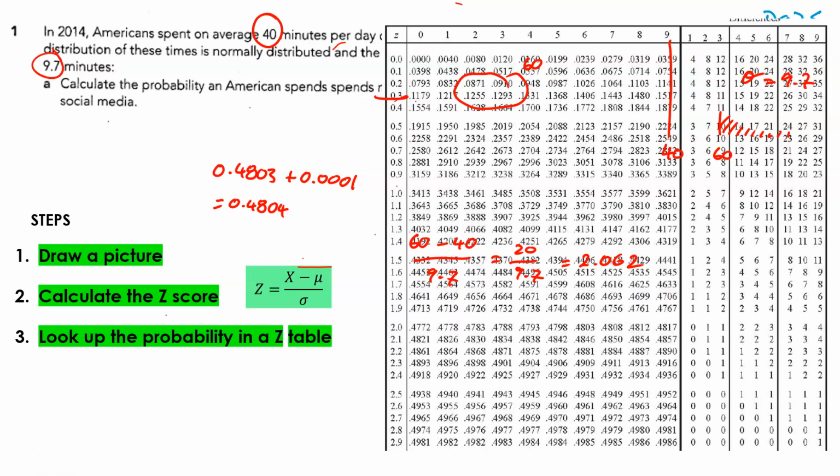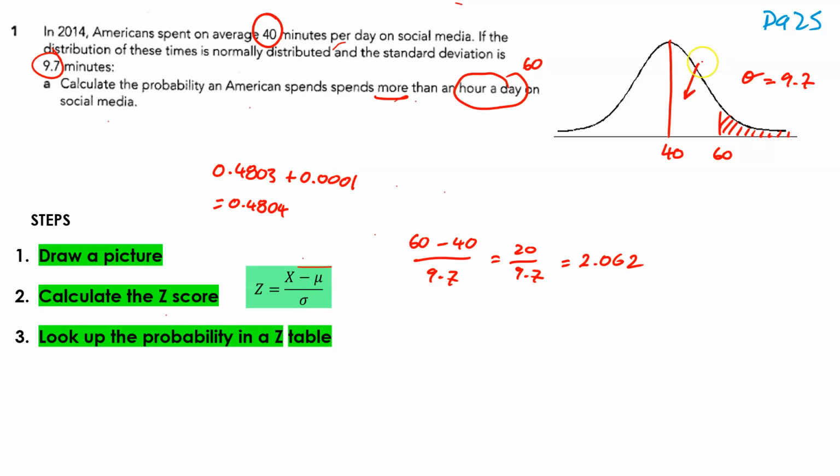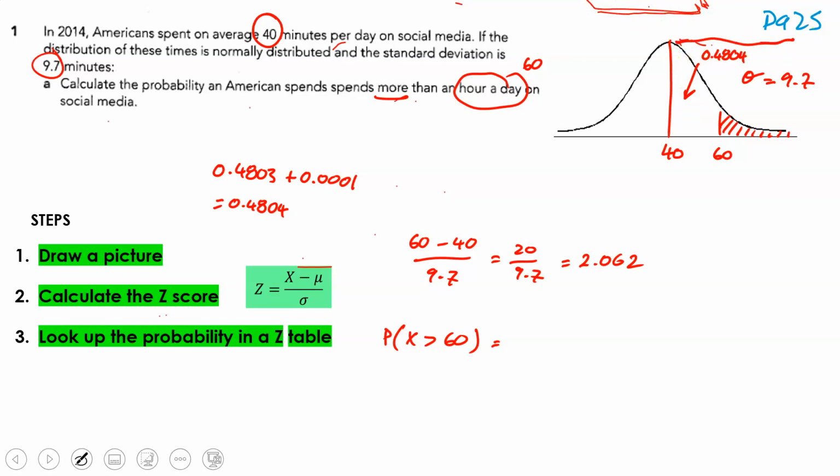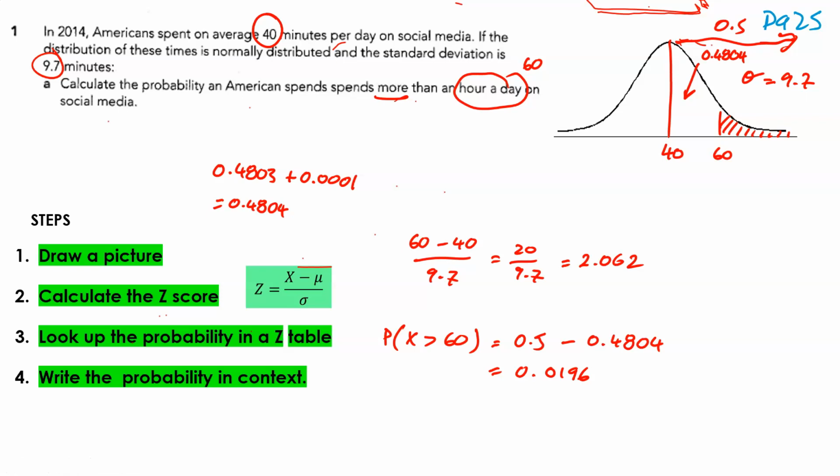So the area is 0.4804. So for our probability that X is greater than 60 minutes or 1 hour, it's going to be 0.5 for the whole half there, take away 0.4804, equals 0.0196. So now we're just left with step 4, writing our answer in context.